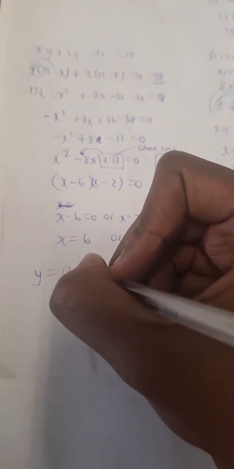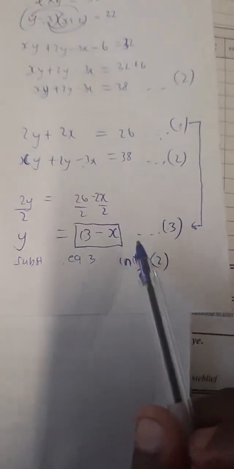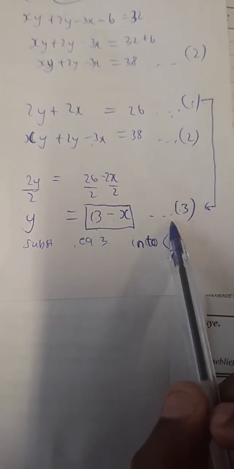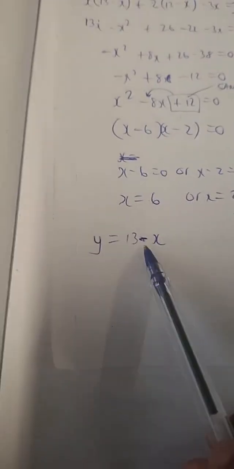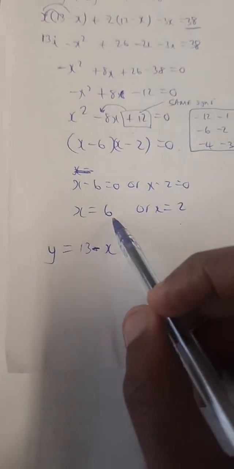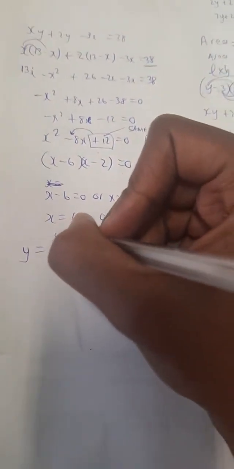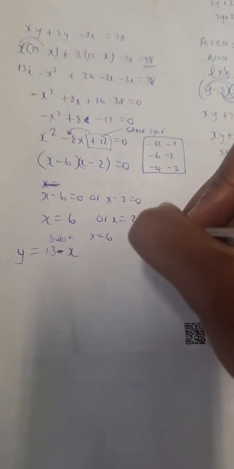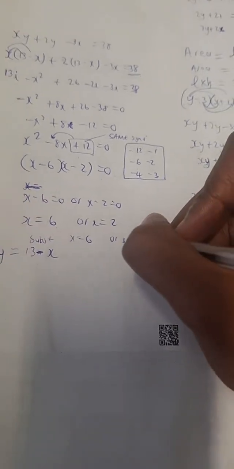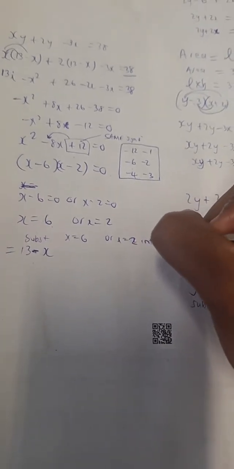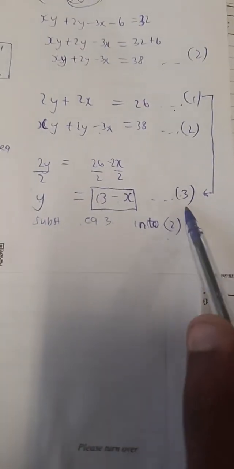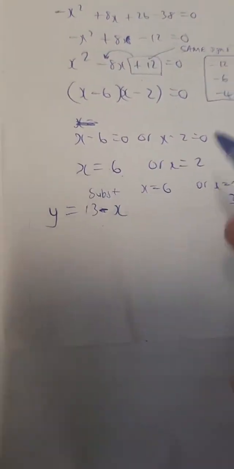Then you go and you substitute. In your equation 3, which is 13 minus x, you go and substitute x so that you can find the y values. So now we are going to substitute x is equal to 6 or x is equal to 2 where? Into equation 3, which is this one. So I go and substitute the 6.